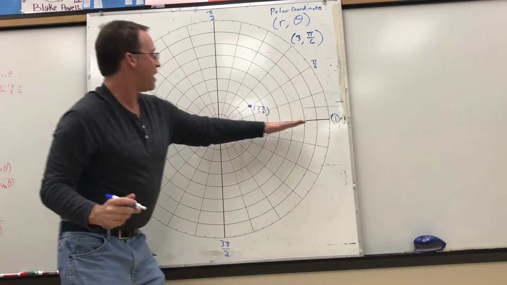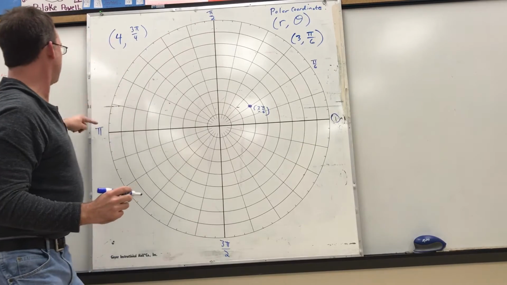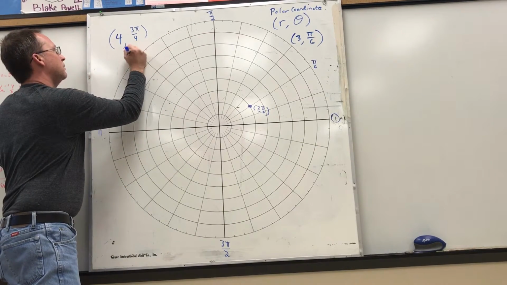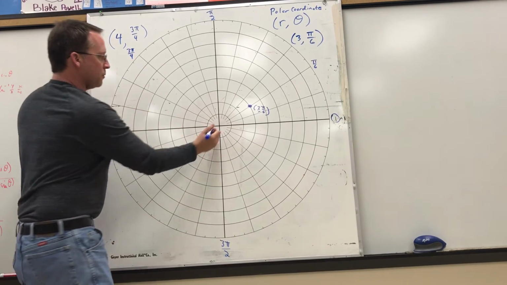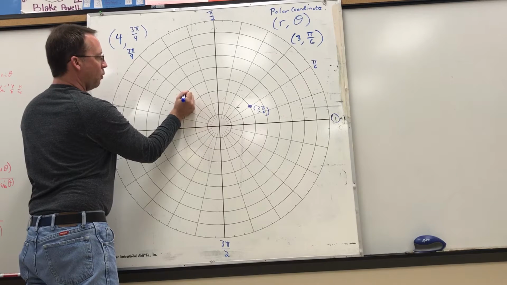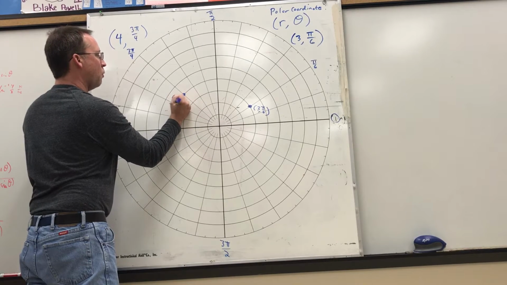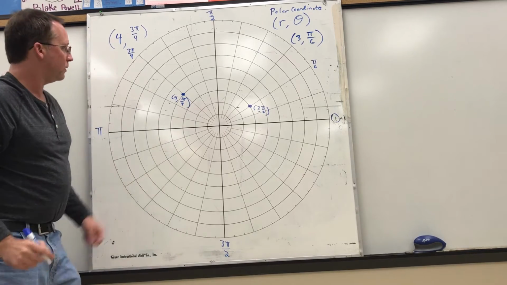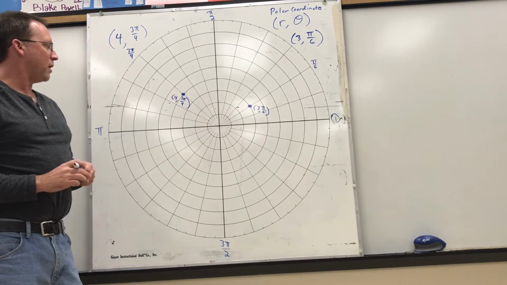So find my 3 pi over 4, which should be halfway between pi over 2 and pi, so that looks like that's here. And then from the pole, go out 4. 1, 2, 3, 4. Here's that point, 4, 3 pi over 4. That would be one way to write those coordinates.